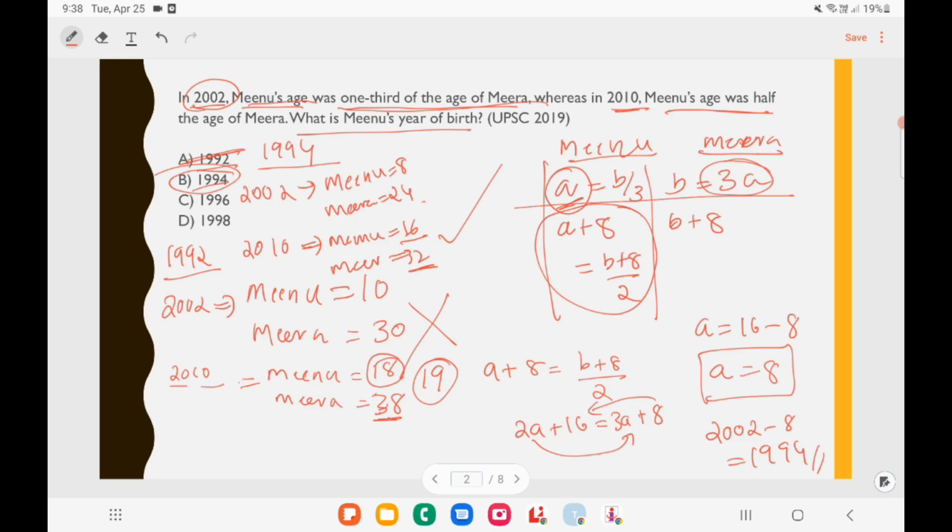So the best approach for them will be the second method, in which they can just apply different options and find out whichever is correct. And if you're okay with equations, you can actually go for method 1. Now I'll show you this same thing in different questions as well. Okay, so this was a question from UPSC 2019.